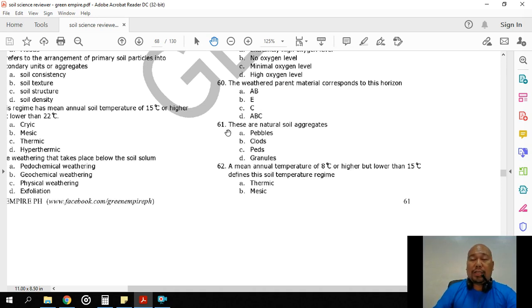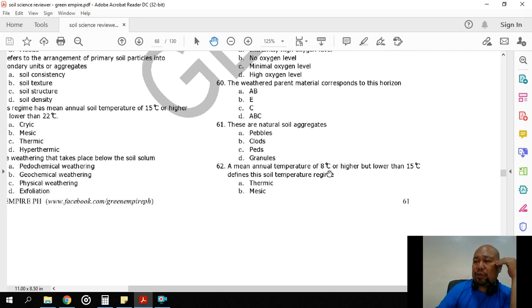These are natural soil aggregates. Pebbles, clods, beds, granules. Okay, aggregates. They sound very similar, but pebbles are broken-off pieces, while clods, beds, and granules are clumped together. So I would pick letter A as the correct answer. Technically speaking, though, pebbles are not really it, because our soil separates are sand, silt, and clay, which is bigger than sand. Pebbles are rocks or stones, not soil separates. But based on the other choices given here, I think the most appropriate answer is pebbles. Sometimes there is no right answer, just the most appropriate one, the likely correct answer. So I would go for pebbles here.